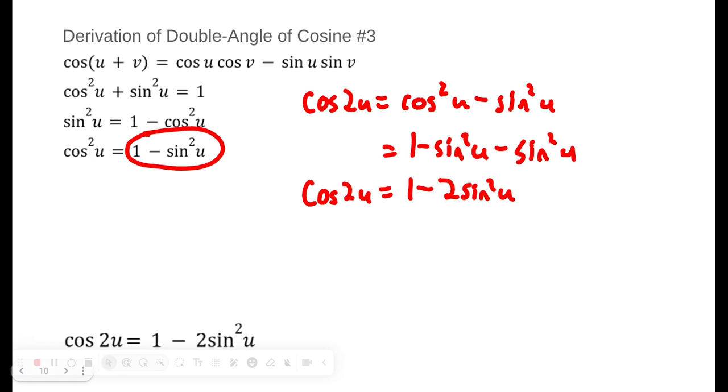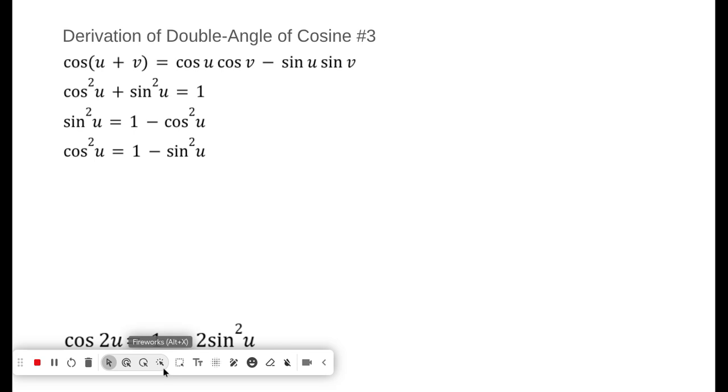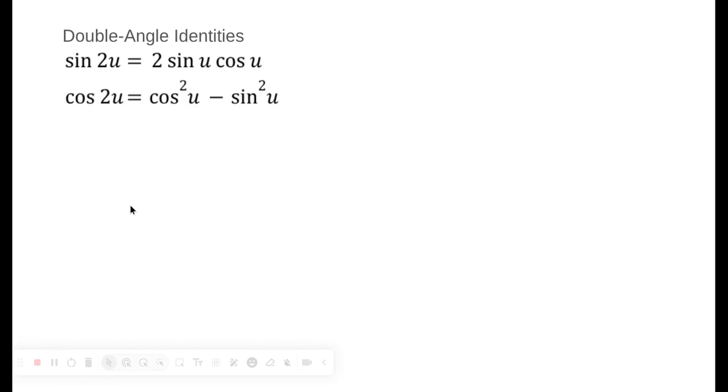Fantastic. So now we have all three, plus the double angle of sine. And we'll do a quick summary now of the double angle identities. The sine of 2u is 2 times sine u cosine u. And then we have the cosine of 2u will be cosine squared minus sine squared. We could also write it as 2 cosine squared minus 1. And lastly, 1 minus 2 times the sine squared of u.